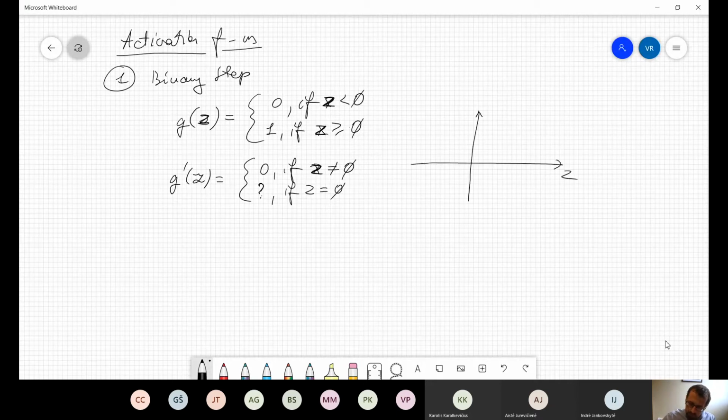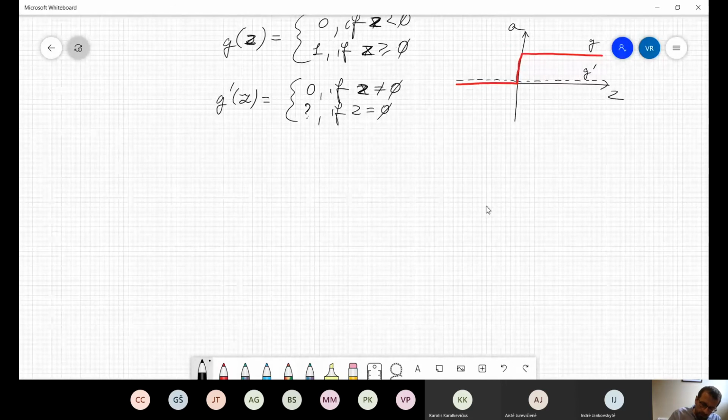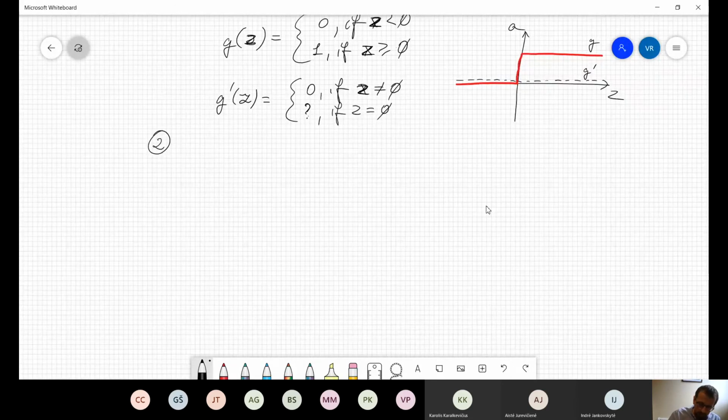We have z, the net input, and this is the output activation of the neural net. You can imagine, it would be all zeros, then a jump, and then it continues like this. So the derivative would always be 0. This one is not used in modern networks, but it is worth mentioning.